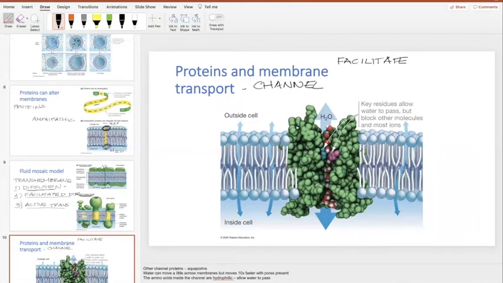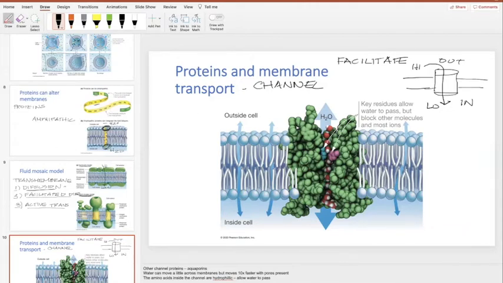So if I were to simplify this diagram, you'd have your phospholipid bilayer here and here. And you would have this channel protein that's essentially functioning like a tunnel, okay? And what this tunnel does is it creates an opening from the outside of the cell to the inside of the cell that molecules can then move across down their concentration gradient, from an area of high concentration to an area of low concentration, okay? That's what we're looking at here.